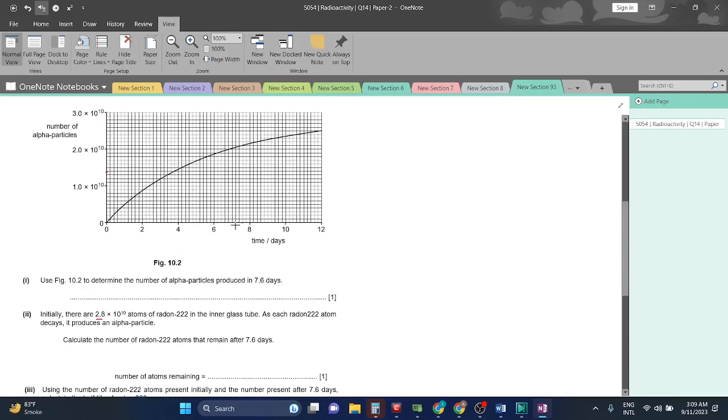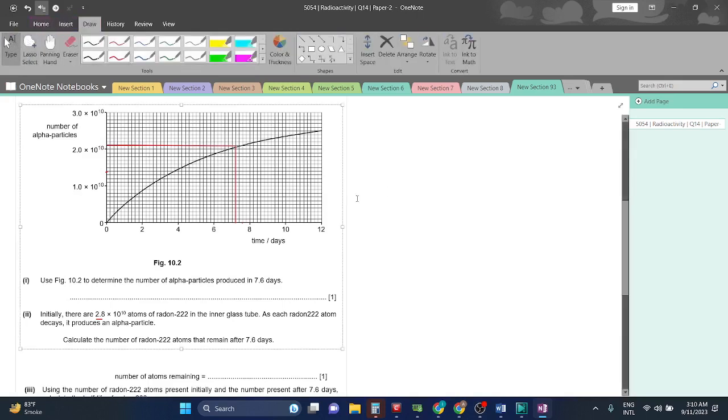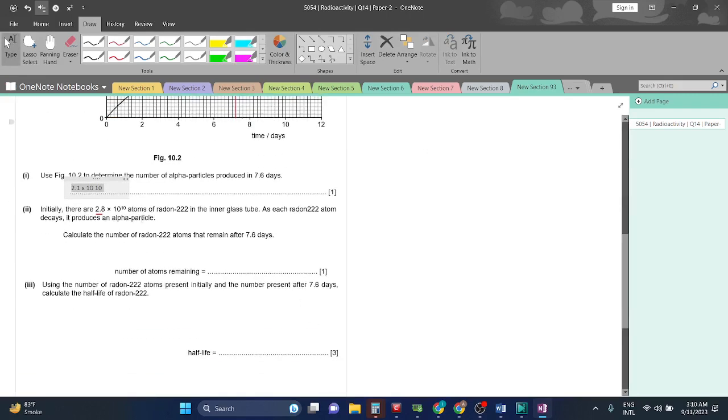तो 7.2 days यहाँ तकरीबन होगा, ये 7, 6.2, 6.4, 6.6, 6.8, 7, 7.2. So yeah, this is the valid answer, which is gonna give us an answer of 2.1 into 10 raised to the power of 10. तो आगे देख लेते हैं.